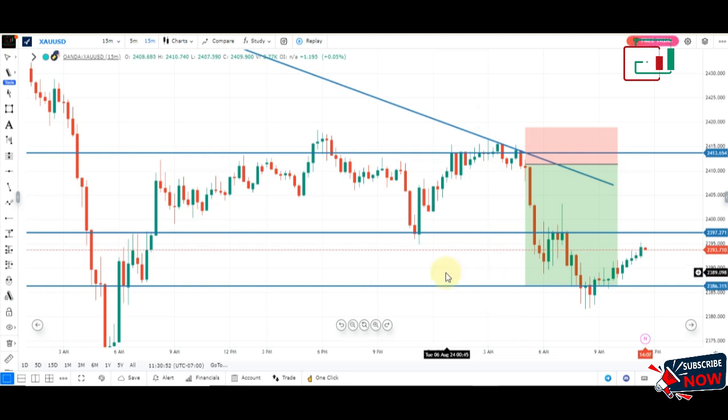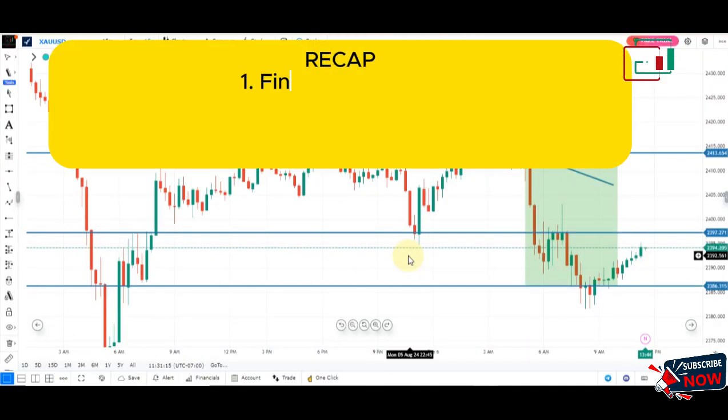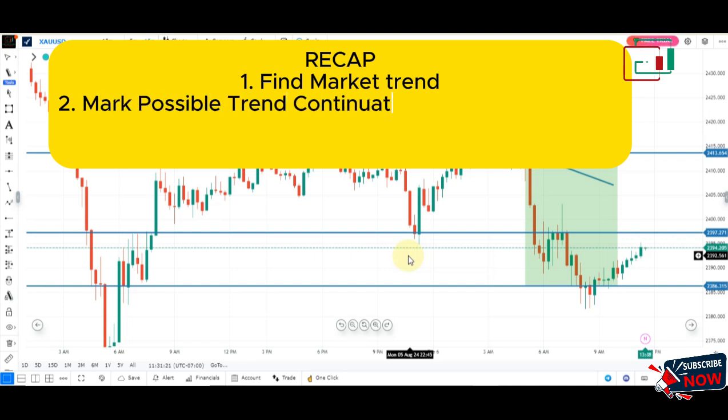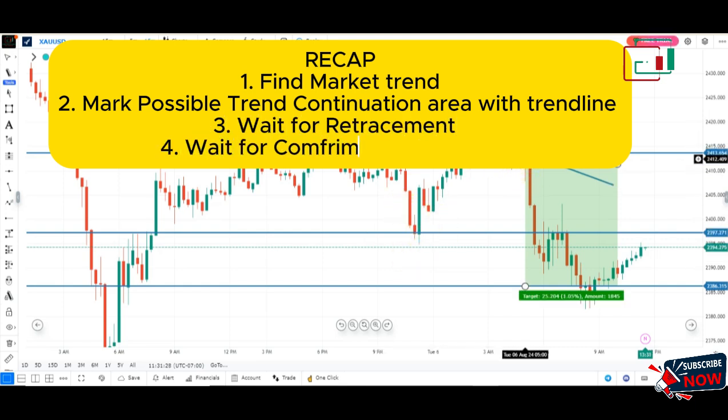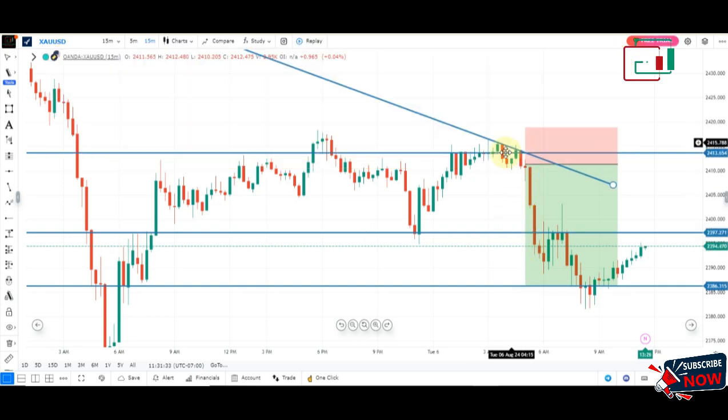So that's one example regarding our trend continuation, and we took a sell because the market was giving us a sell. But like I said, to trade a trend continuation, you just have to first know which trend you are in, then you mark your possible continuation areas, and then put your trend line, and then wait for the market to retrace and come back to your trend line. And then if we get our momentum, like I said, it shows that this area is strong enough to hold us and keep going down.